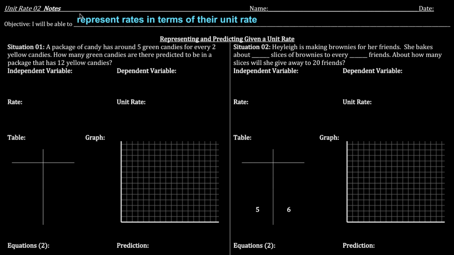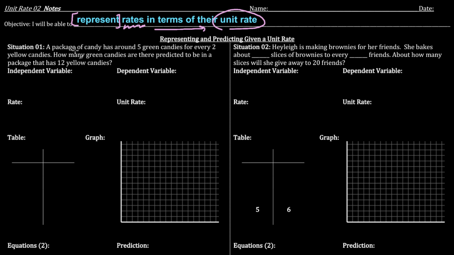Okay, so in this lesson, we are going to represent rates in terms of their unit rate. So, situation 1. A package of candy has around 5 green candies for every 2 yellow candies. How many green candies are there predicted to be in a package that has 12 yellow candies?